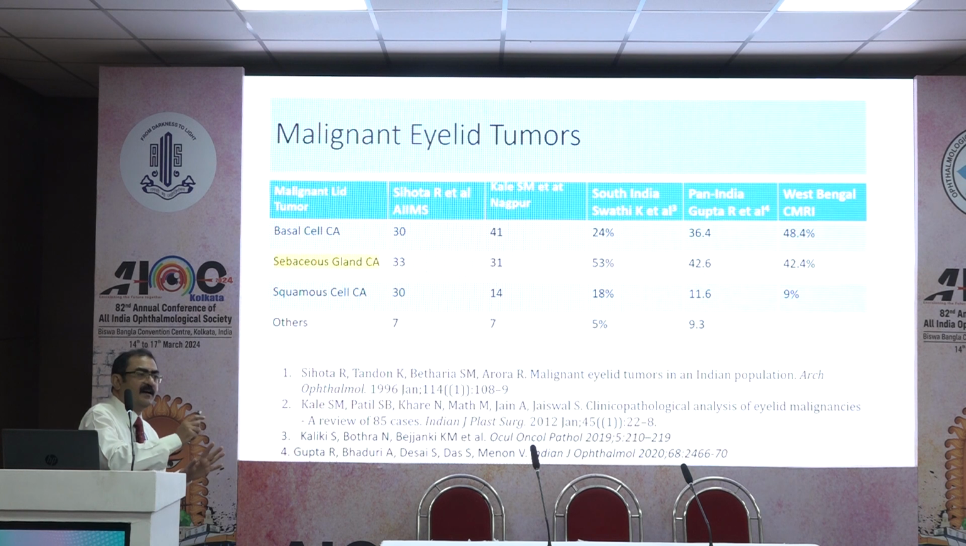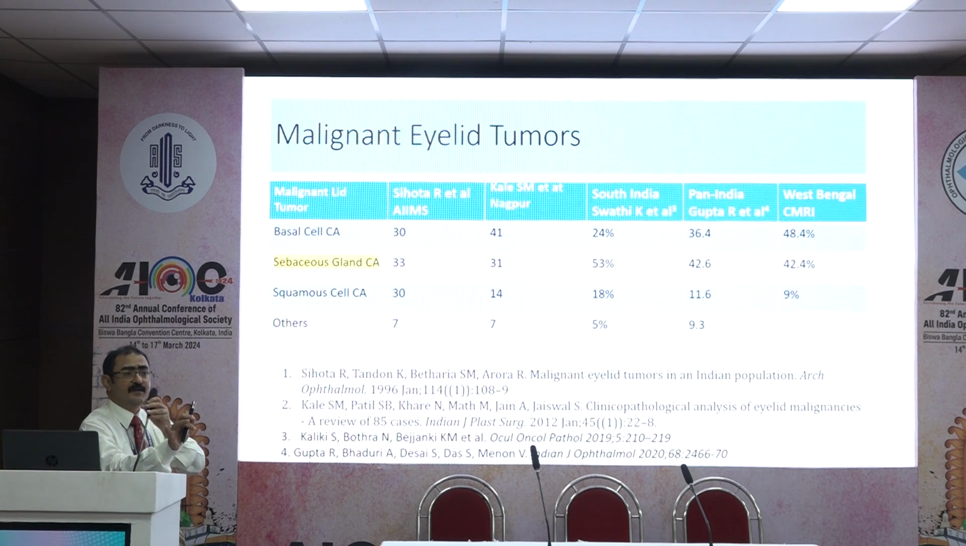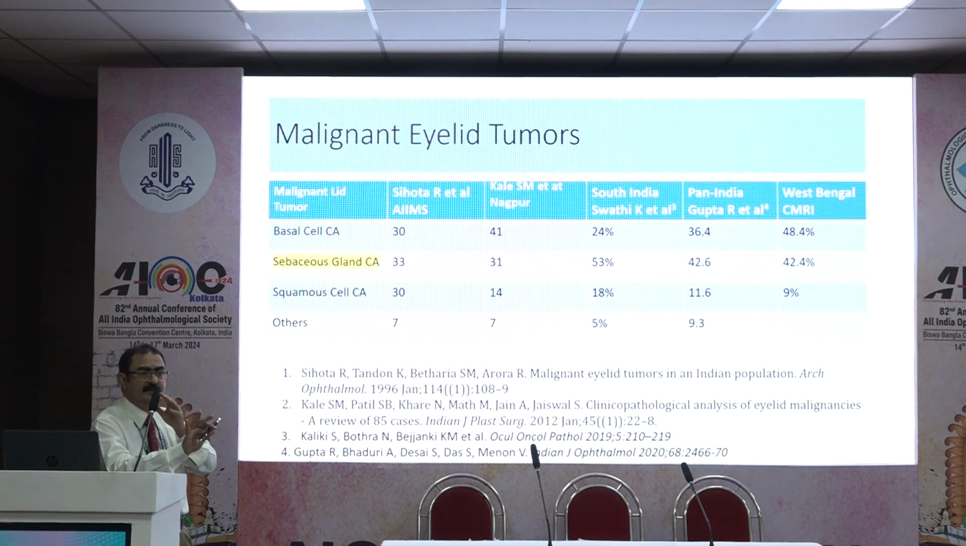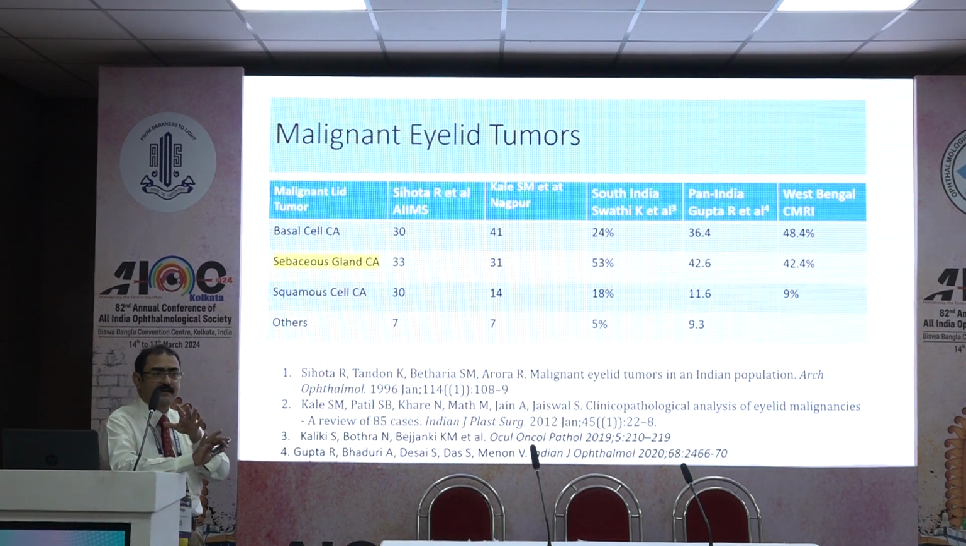The other thing is, what is the commonest eyelid malignancy? Basal cell carcinoma, right? Where did you read that? No, wait. This is important. Where did you read that? Because that's exactly what all of us read and grew up with. Basal cell carcinoma is around 90% of all eyelid malignancies. But that is Western literature.